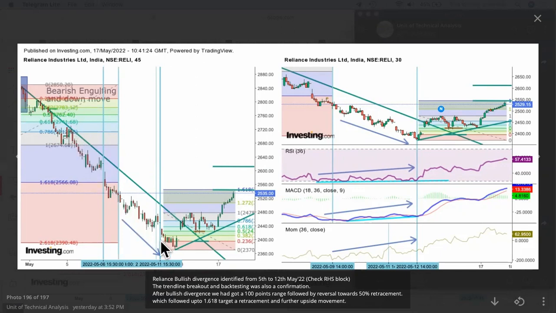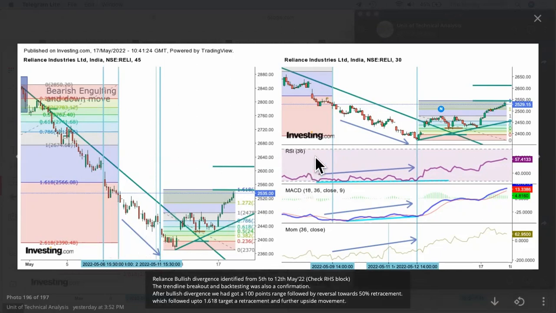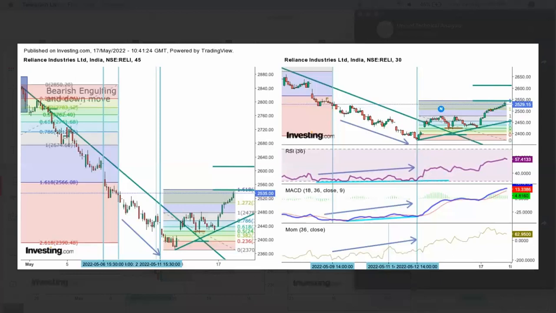So I tried to trade that overall. Not only that, but especially from 9th of May onwards till 12th of May, for these 3-4 days, we were able to see that the price was moving down gradually. But the MACD and RSI were not moving down in tandem with the price. This is called bullish divergence, which we can identify with the help of RSI and MACD. This can be seen on the 30 minutes time frame.